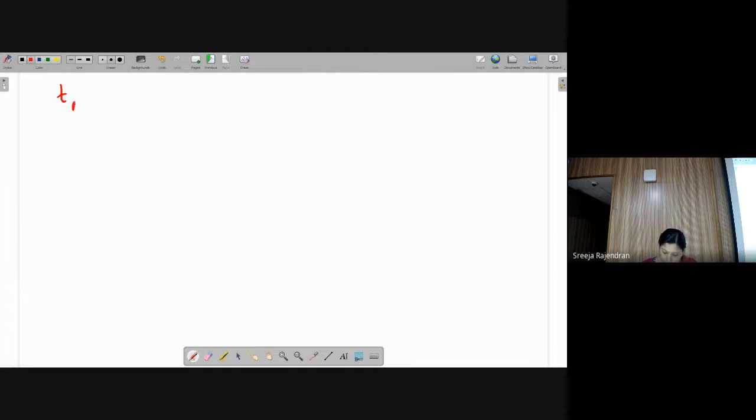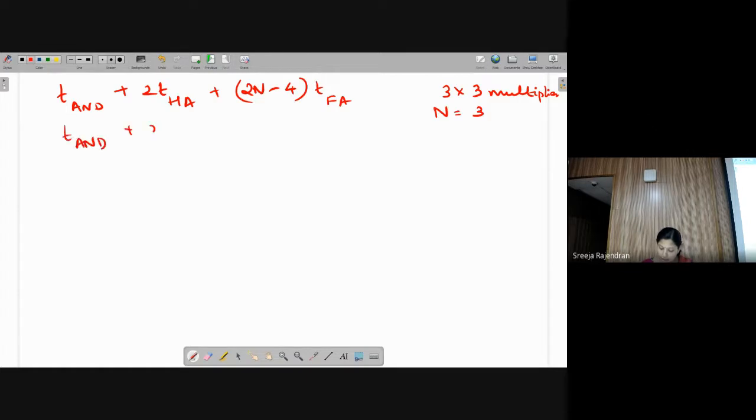We wrote that T_n plus 2T half adder plus (2n minus 4) times T full adder. Now, if it is a 3 by 3 multiplier, that means n is equal to 3. In that case, what does this become? This becomes T_n plus 2T half adder, and this becomes 2 3s are 6 minus 2, so 2T full adder.